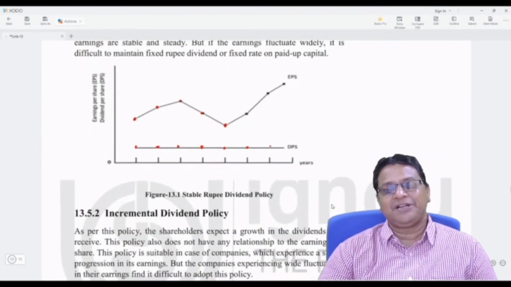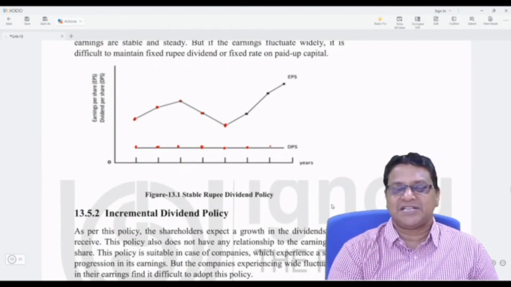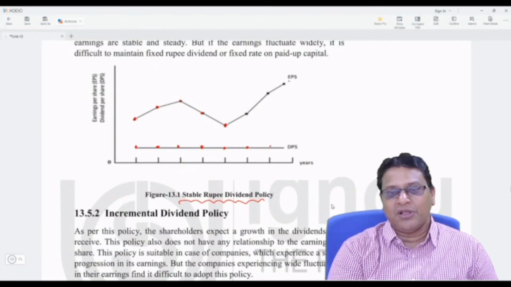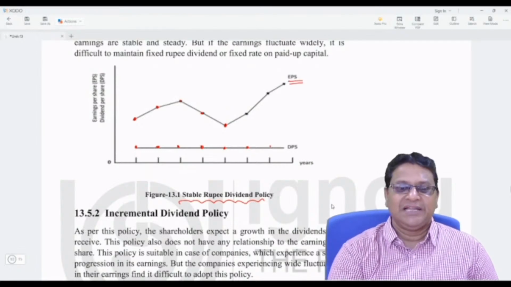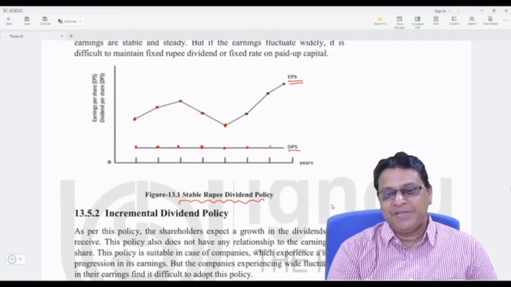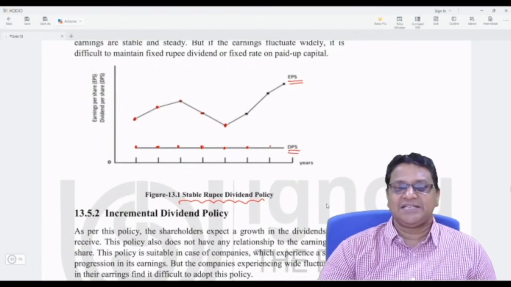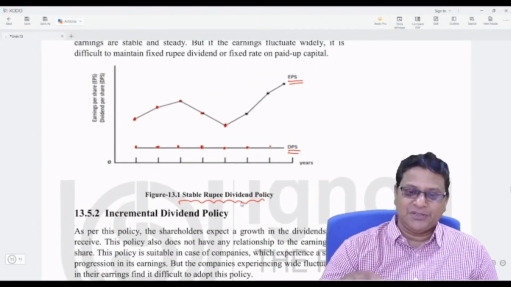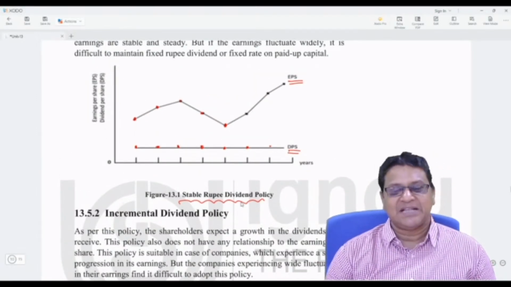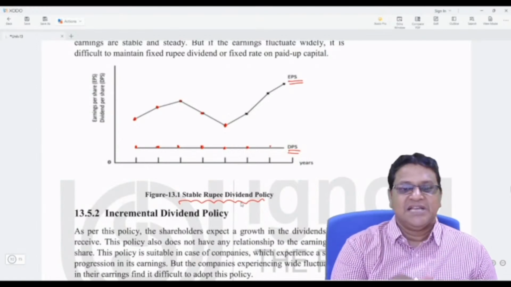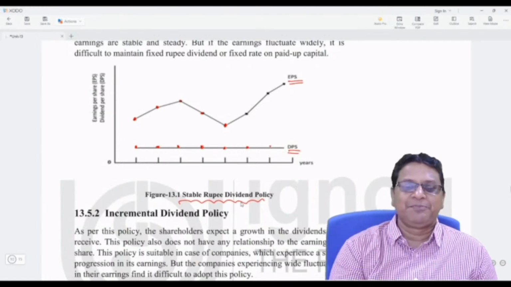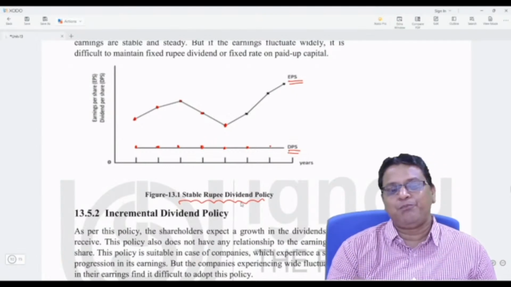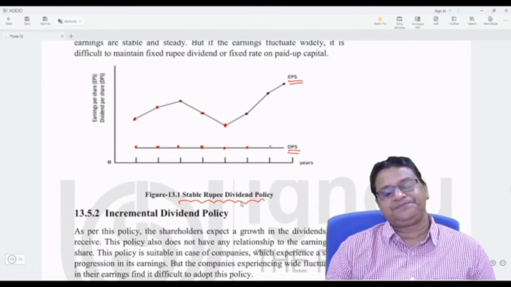Every year, if the dividend amount remains same, the first in this graph you can see this is stable rupee dividend policy. The EPS, earning per share, increases or decreases, but the DPS remains constant. And this is known as stable rupee dividend policy. Though there are changes in EPS, there is no change in DPS. EPS means earning per share, DPS means dividend per share. If this happens, this is known as stable rupee dividend policy.